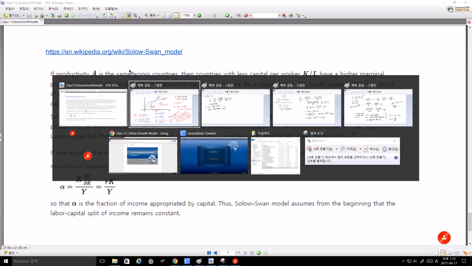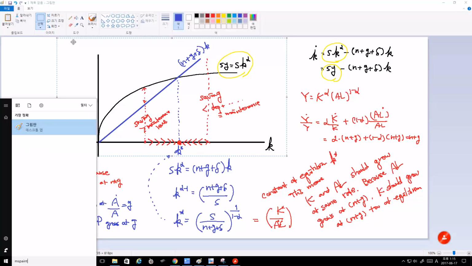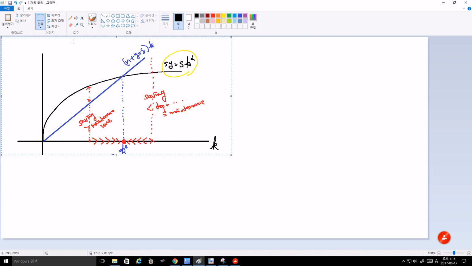Okay, and then let me make one more comment. Let's go back to this figure again. Let's copy and paste this one again. And let's think about this in terms of the Korean economy. After the Korean War, South Korea was somewhere over here, right? After the 1950 Korean War.